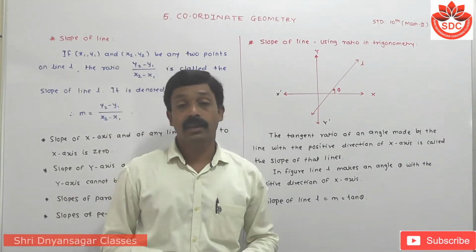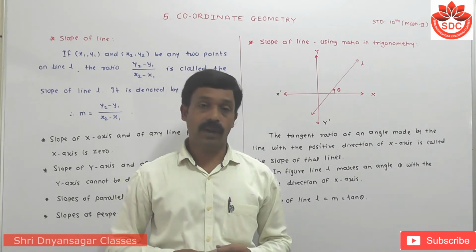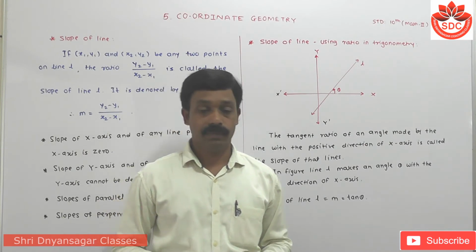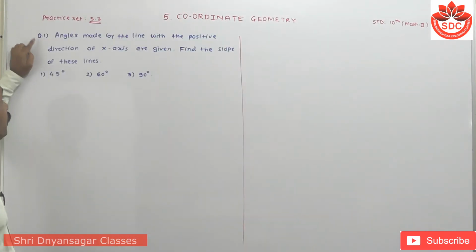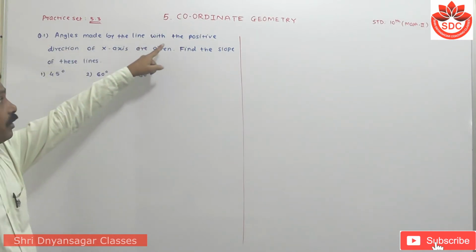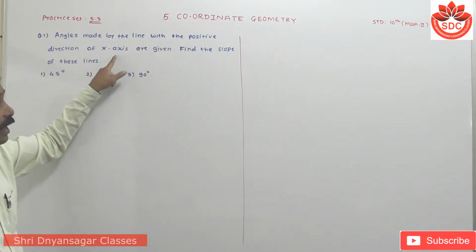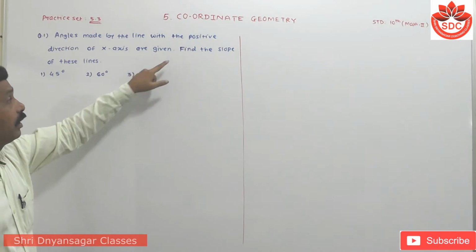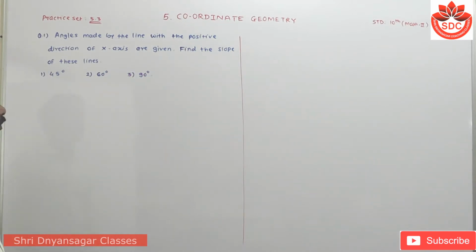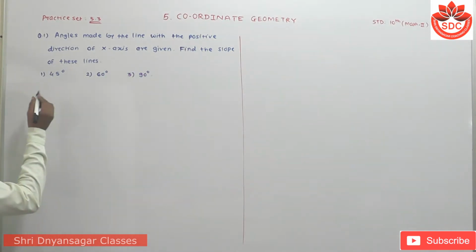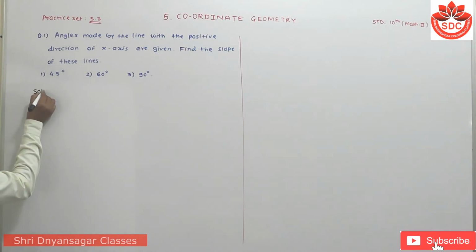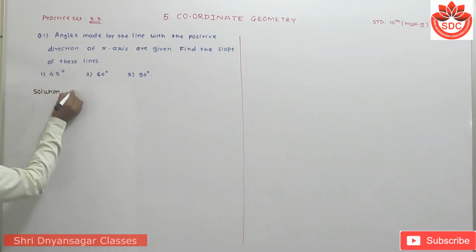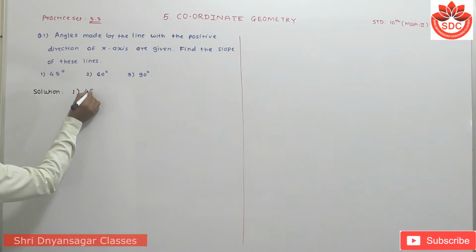Okay. Now we take the next practice set of Chapter 5, Practice Set 5.3. The first question: the angles made by the lines with the positive direction of the x-axis are given. Find the slope of these lines. It is a simple question, a 1 mark question that can be asked in your examination. Its solution is: first I will take the angle 45 degrees.